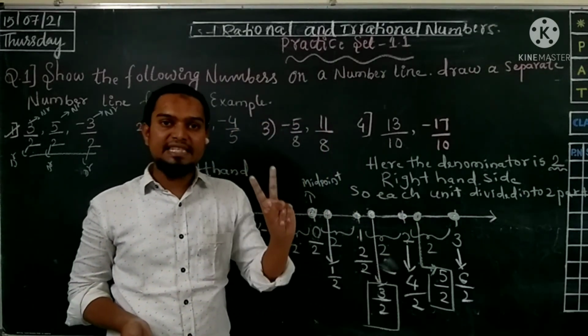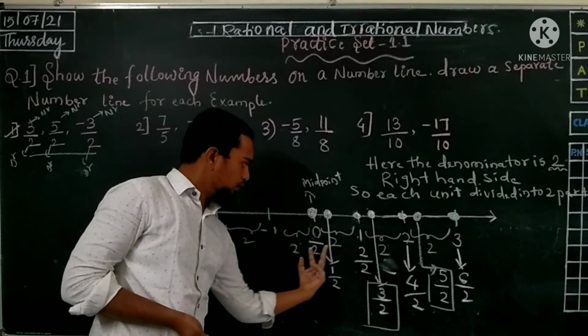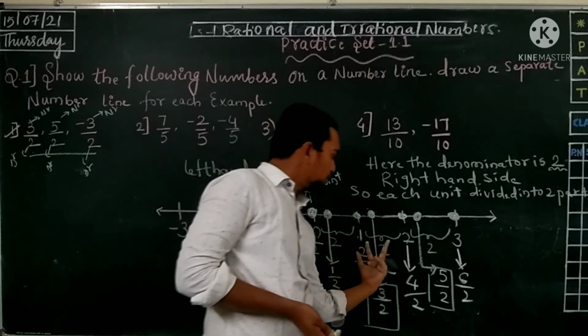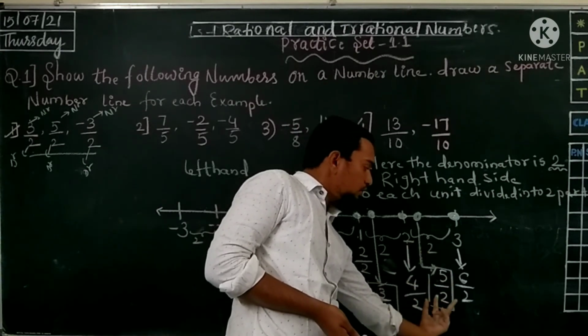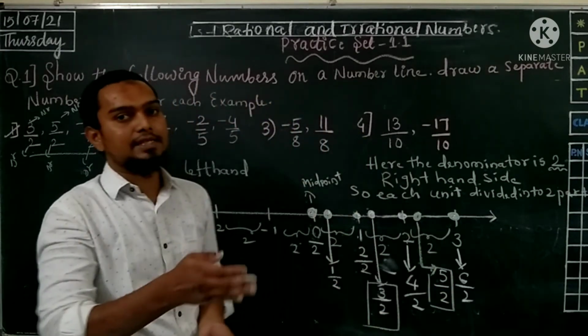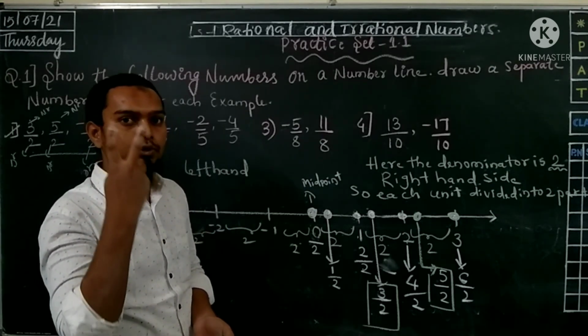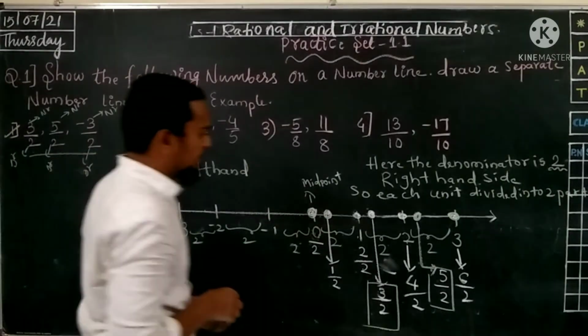The difference between two numbers is 2 units. The difference between two numbers 0 to 1 is 2 units, and 1 to 2 means 2 units, and 2 to 3 also 2 units. The difference between every number is 2 units.